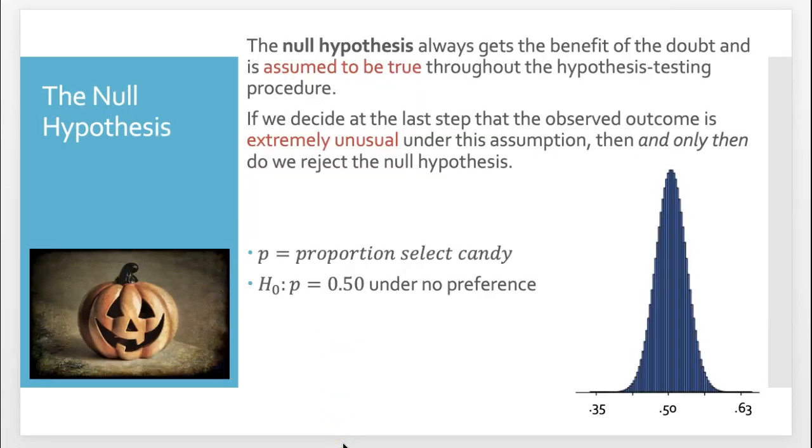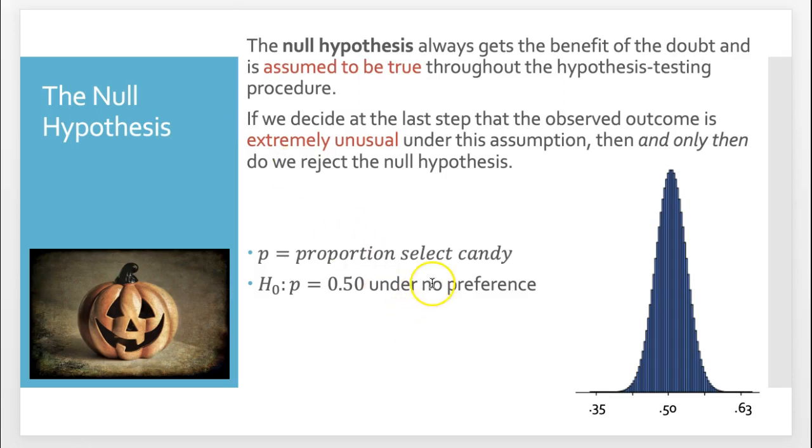Okay. So as far as our testing goes, we set up the null and we set up the alternative. One thing that's important to know in hypothesis testing is that we assume whatever value is in the null hypothesis to be true throughout the entire test. The null hypothesis always gets the benefit of the doubt and is assumed to be true throughout the hypothesis testing procedure. So if we decide at the last step that the observed outcome is extremely unusual under this assumption, then and only then do we reject the null hypothesis.